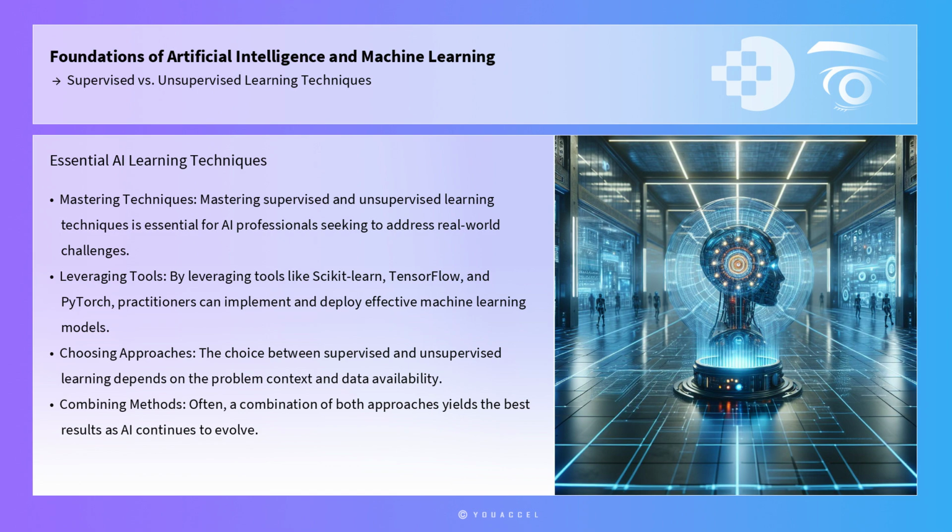In conclusion, mastering supervised and unsupervised learning techniques is essential for AI professionals seeking to address real-world challenges. By leveraging tools like scikit-learn, TensorFlow, and PyTorch, practitioners can implement and deploy effective machine learning models that provide actionable insights and drive decision-making. The choice between supervised and unsupervised learning depends on the problem context and data availability, but often, a combination of both approaches yields the best results. As AI continues to evolve, the ability to harness these techniques will remain a key competency for professionals aiming to excel in the field.